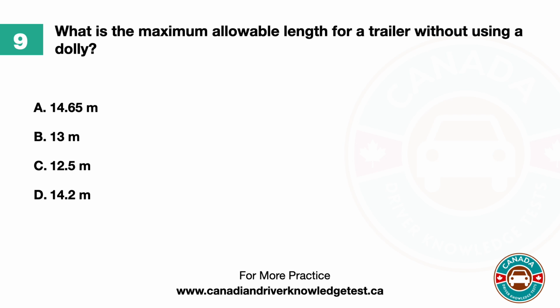Question 9. What is the maximum allowable length for a trailer without using a dolly? A. 14.65 m, B. 13 m, C. 12.5 m, D. 14.2 m. The answer is C. 12.5 m.